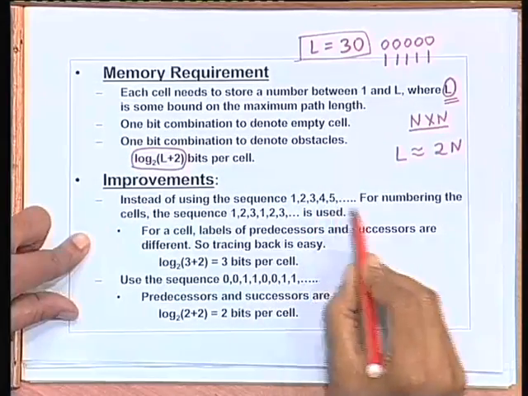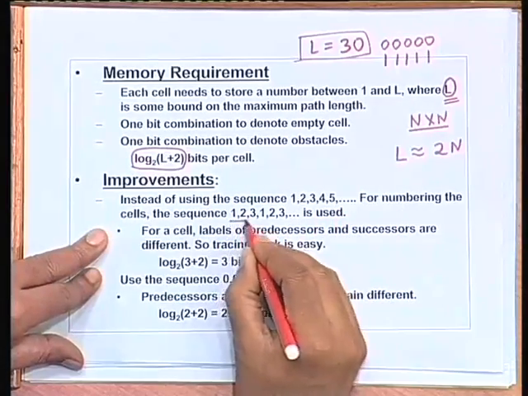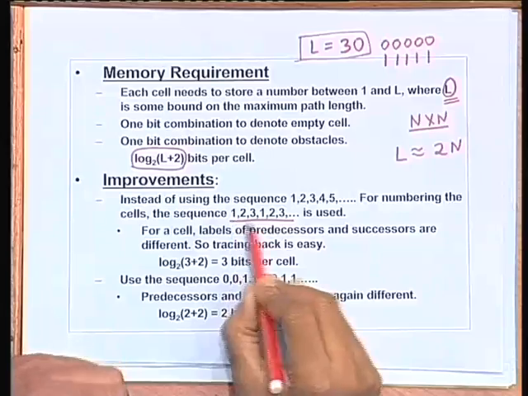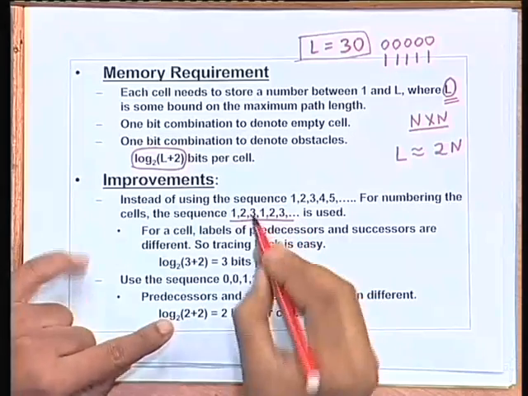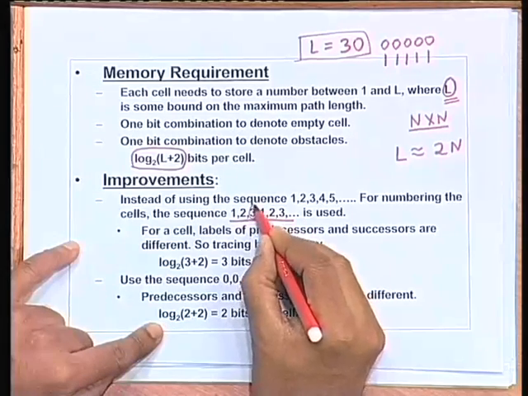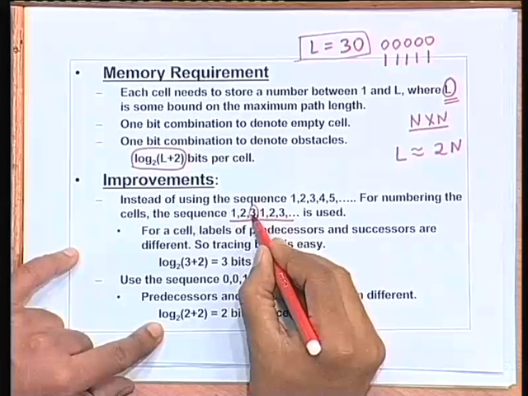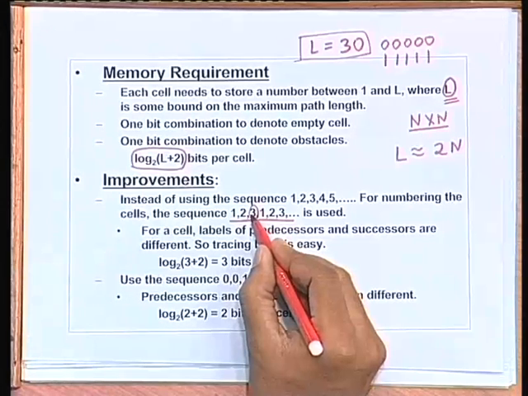But suppose instead of the numbering 1 2 3 4 5, I use an alternate numbering: 1 2 3, 1 2 3, 1 2 3, repeating in that order. Suppose I am currently labeling the cells with the number 3. Then my successor will be labeled 1 and my predecessor will be labeled 2. So at each level my successors and predecessors are distinct. As long as I can distinguish between my predecessor and successor, it is fine.